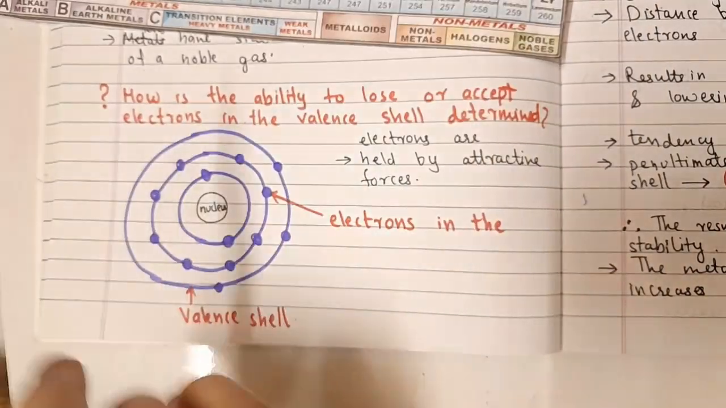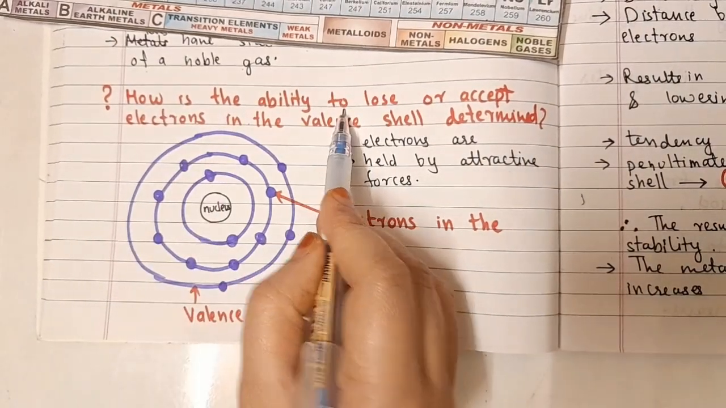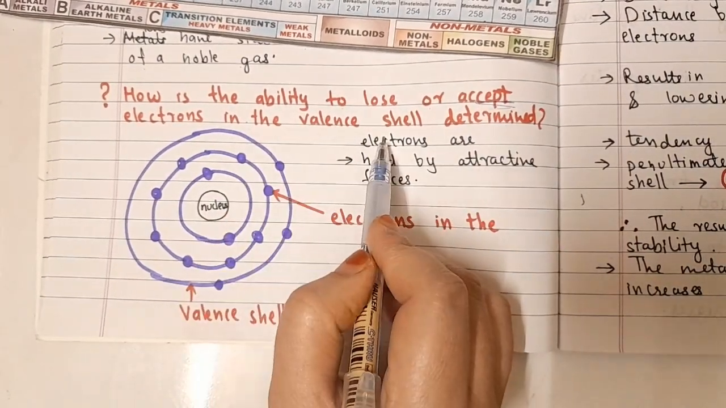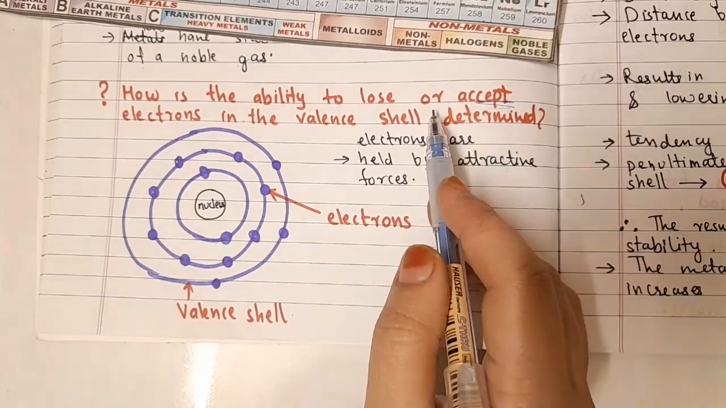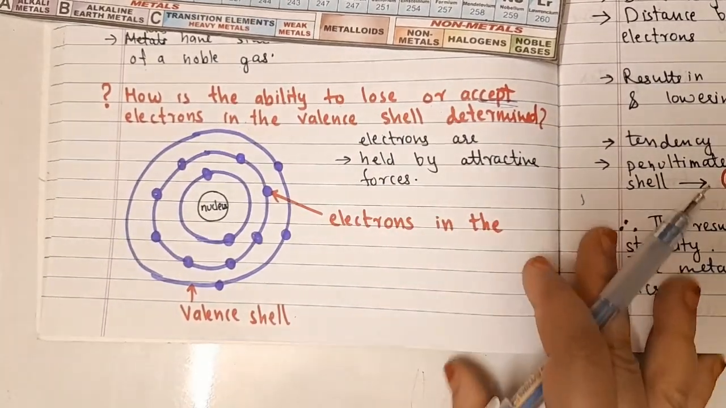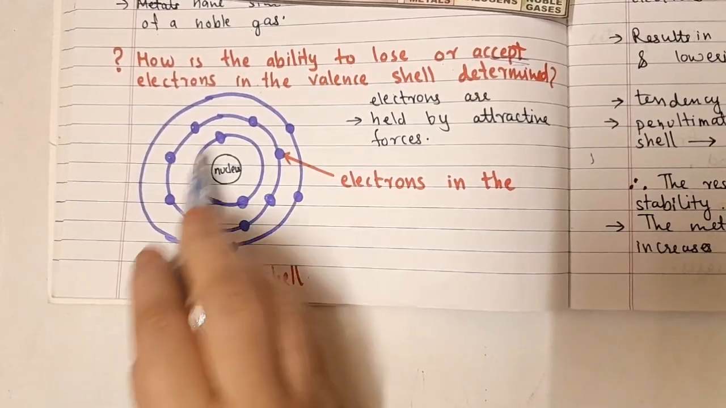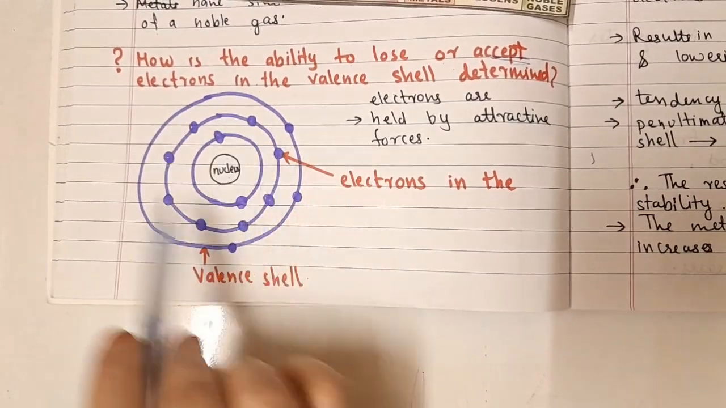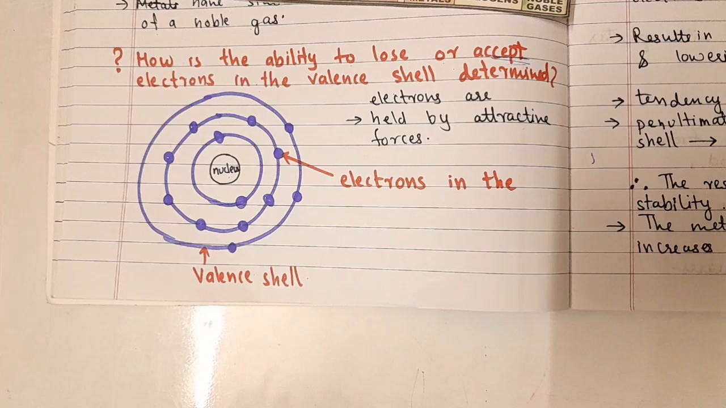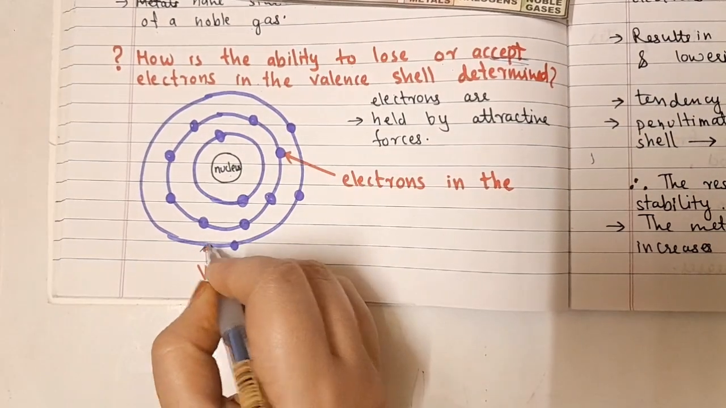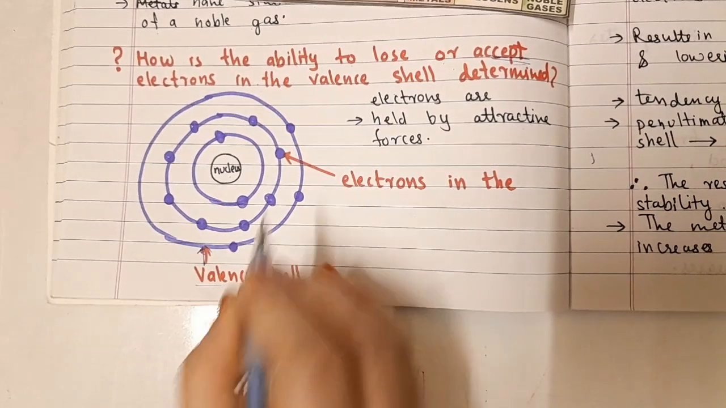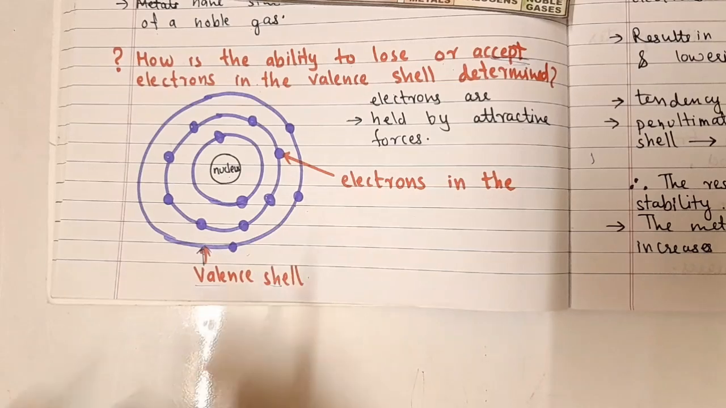Now here we have one question: how is the ability to lose or accept electrons in the valence shell determined? This is the structure of an atom. This is a nucleus and these are the shells around the nucleus. In each shell there are particular electrons. The last shell is called the valence shell, and the electrons present in the valence shell are the valence electrons.